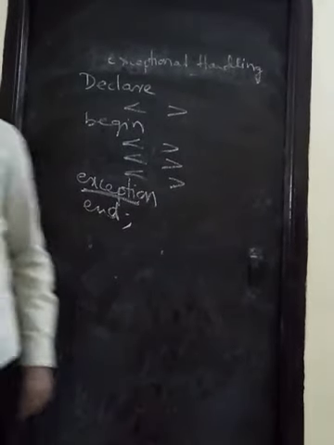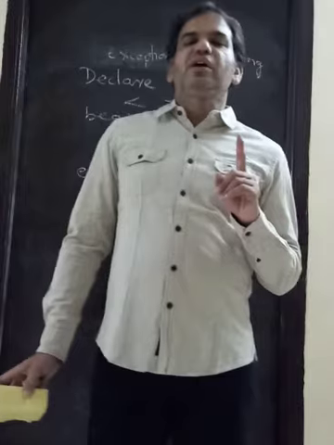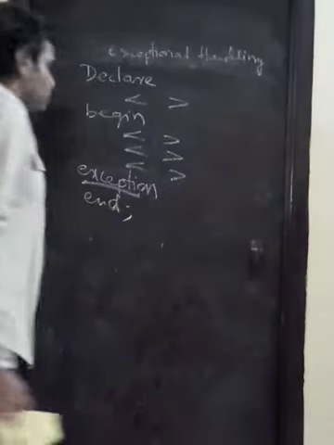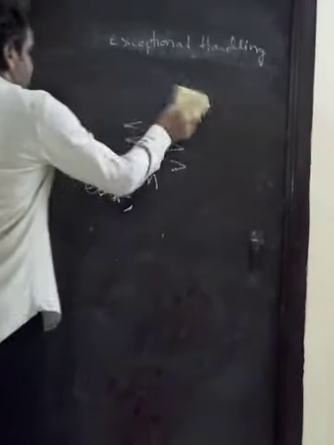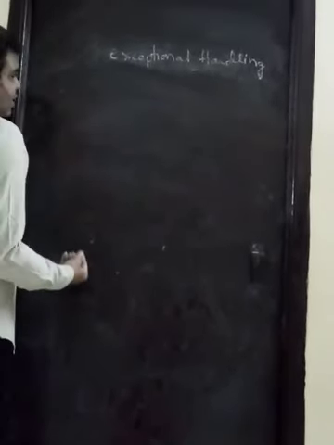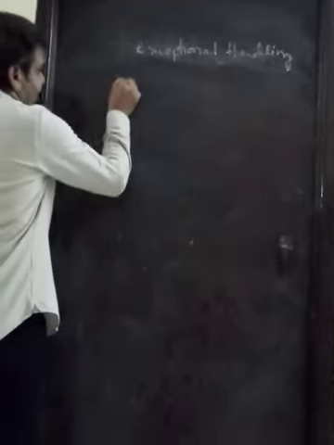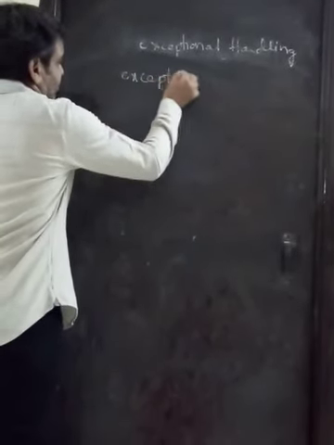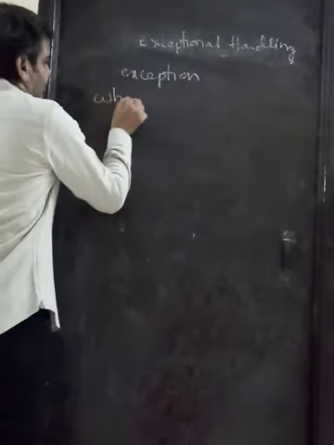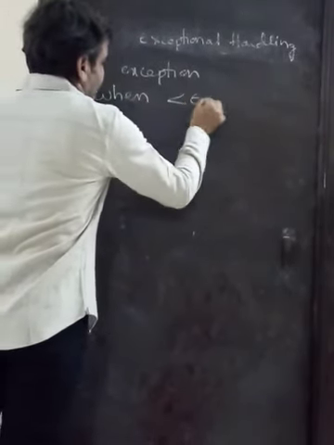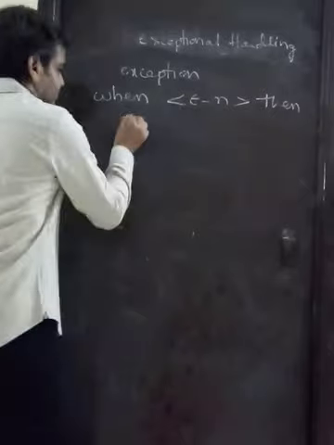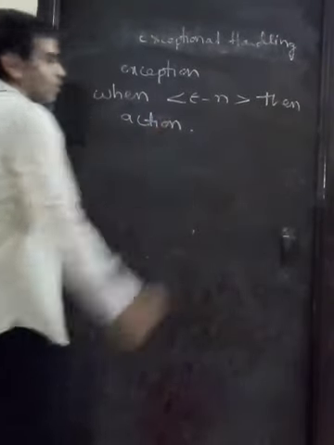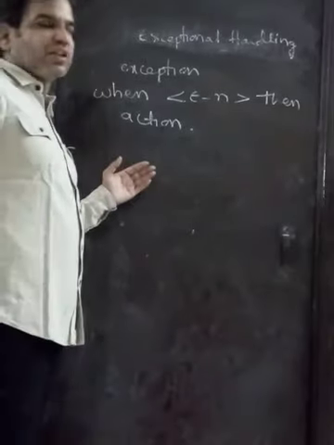Now we'll see one of the predefined exceptions in PLSQL. That is the no data found exception. Okay, and how the exceptions will be raised will be specified. If you take a predefined exception, first of all, we should write exception. Then when exception name, then action. Okay, so this is the way of declaring an exception.